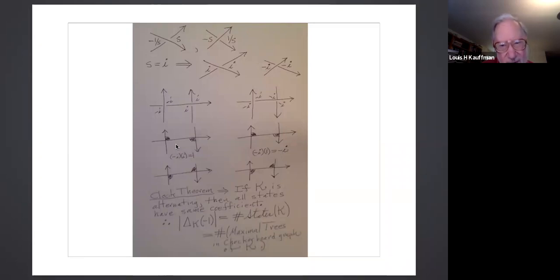So that means that every state contributes exactly the same thing to the sum. And so in absolute value, you just get the number of states. And the number of states is the evaluation of the Alexander at -1 or the Conway at S equals I. And the number of states is the number of maximal trees in a checkerboard graph for K. So that's what we've shown. For an alternating knot, you have a simple invariant of the knot, which is just the number of maximal trees.